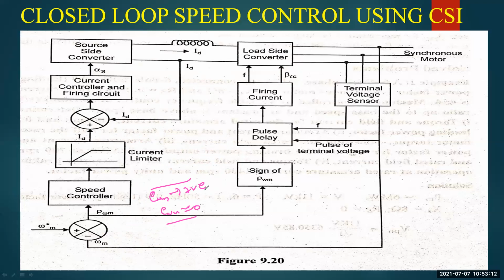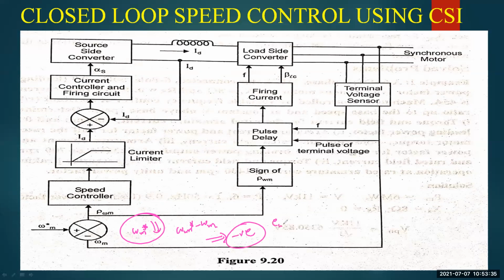Similarly, we also have to discuss decreasing the reference speed. If the reference speed omega m star is decreasing, the decrease in reference speed produces a negative error. So omega m star minus omega m has become negative. That means a negative speed error, U omega m has become negative.